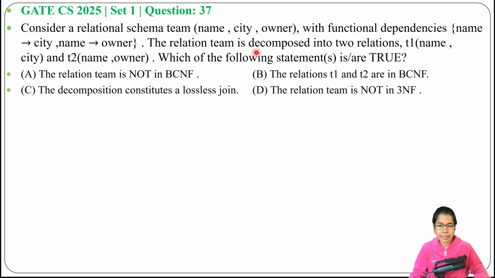The relation team is decomposed into two relations. T1 contains name and city and T2 contains name and owner. Which of the following statements is or are true? And 4 options are given.